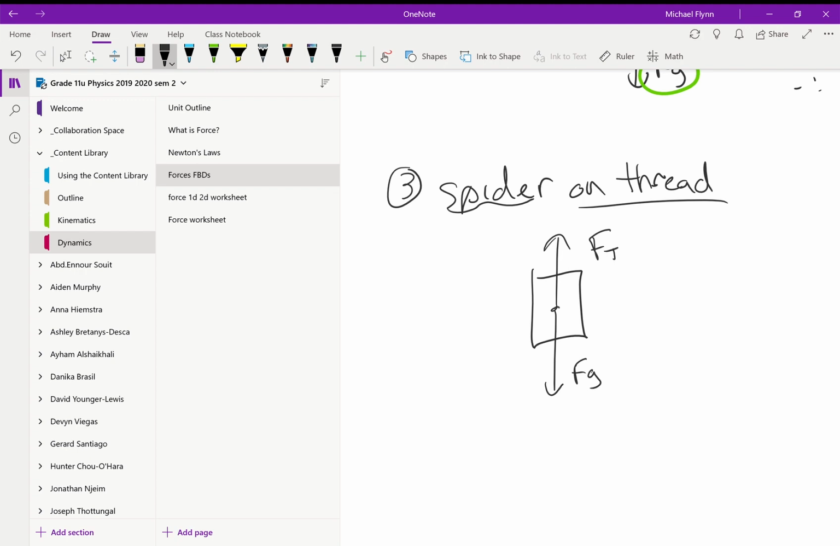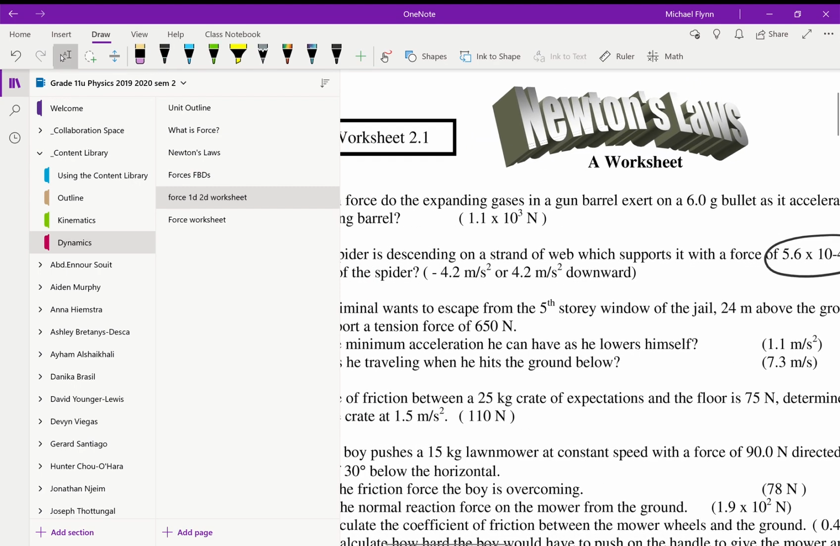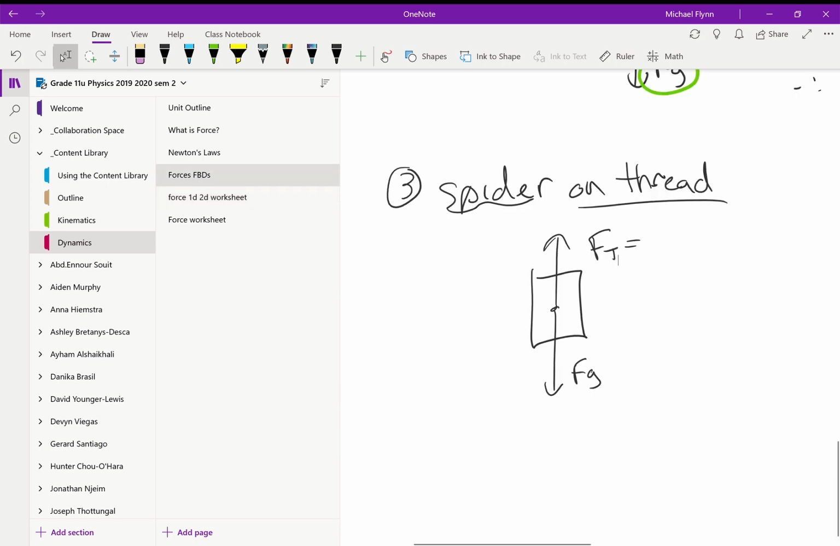Now, I don't know which way the spider is accelerating. He could be going up, he could be going down. It depends on which force is bigger. They do give us this one. That one turns out to be 5.6 times 10 to the negative 4. So they tell us that this number is 5.6 times 10 to the negative 4 newtons.